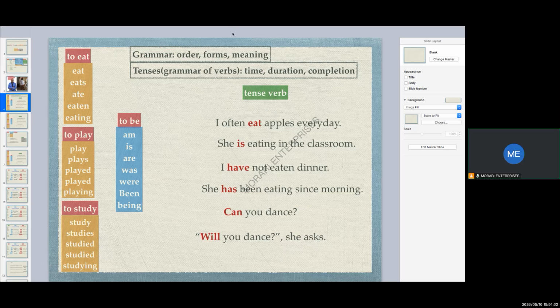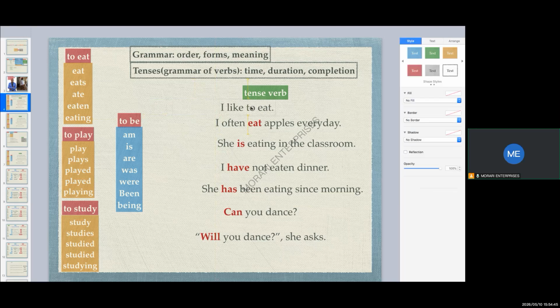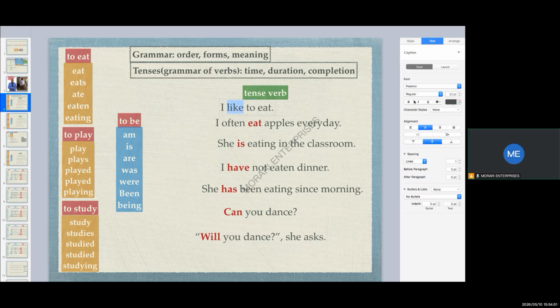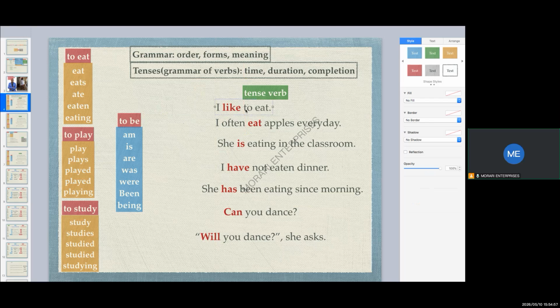Now, let me bring in a sentence here. I like to eat. Okay, I like to eat. Now, in this sentence, we have 2 verbs, right? We have like and eat. Now, like and eat, but the only tense verb here is the verb like. And you say, teacher, so how do we pick out the tense verb in a sentence? This video is all about the tense verb.